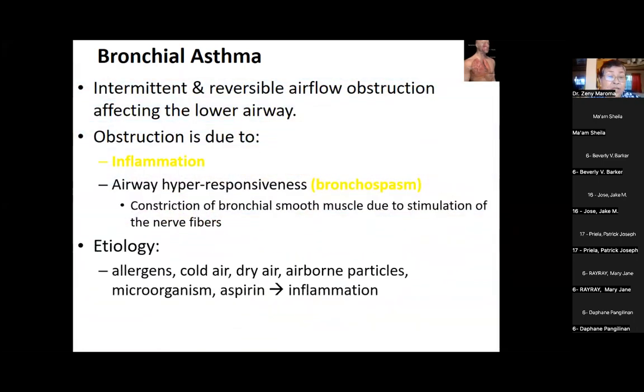And what are among the etiology? The number 1 etiology is exposure to allergens. Allergens can be inhalants, something we inhale, ingestants, something we eat, or even contactants. Okay. So, also, with exposure to cold air or dry air, and airborne particles. Airborne particles, ang pangkaraniwan yung dust.